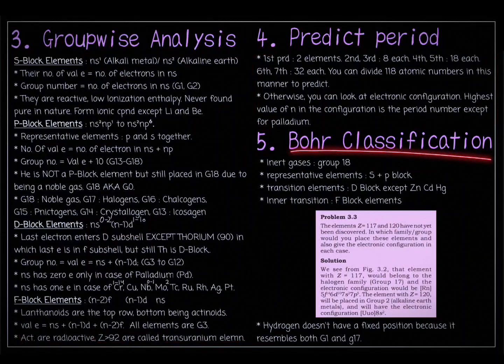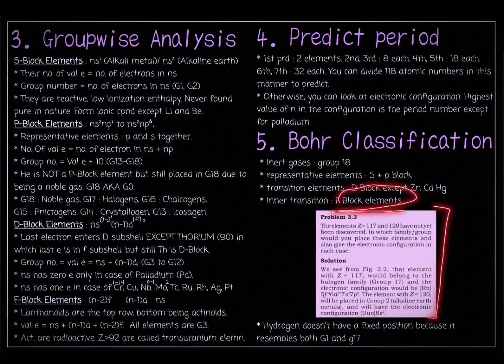This is Bohr classification. We call group 18 inert gases. S and p blocks together are called representative elements. D block, except for zinc, cadmium, and mercury, are called transition elements. Since these have full subshells, they are not transition elements, but still we study them along with d block. And the f block elements are referred to as inner transition elements. This is an NCERT example of how we predict the periods and groups. So just look through it.